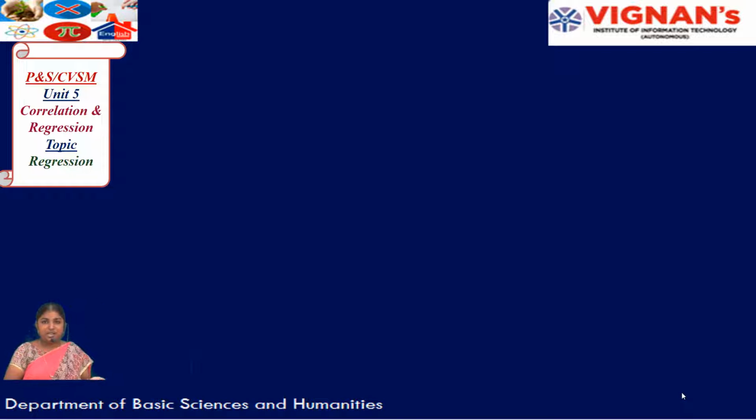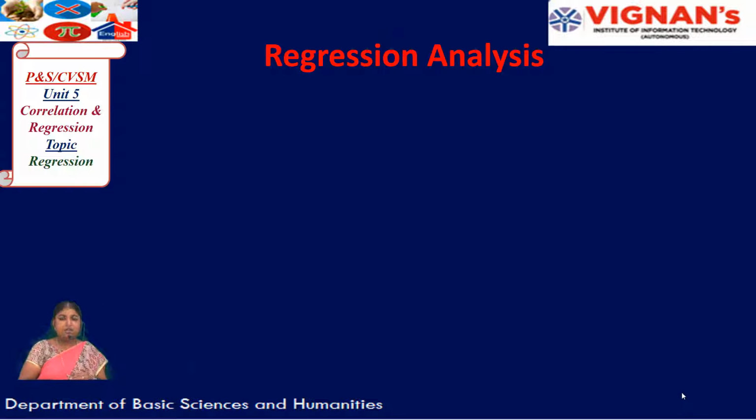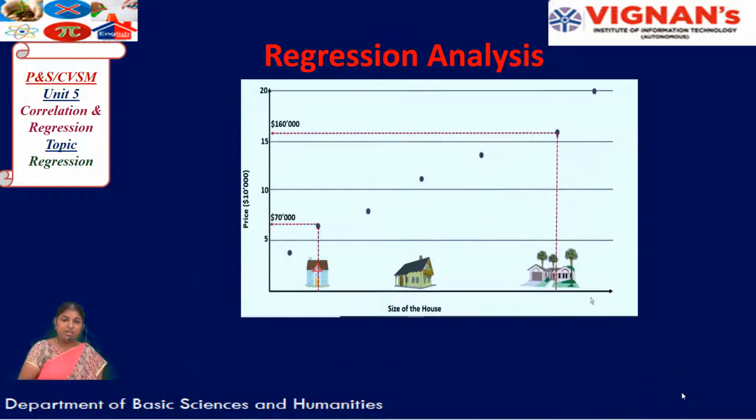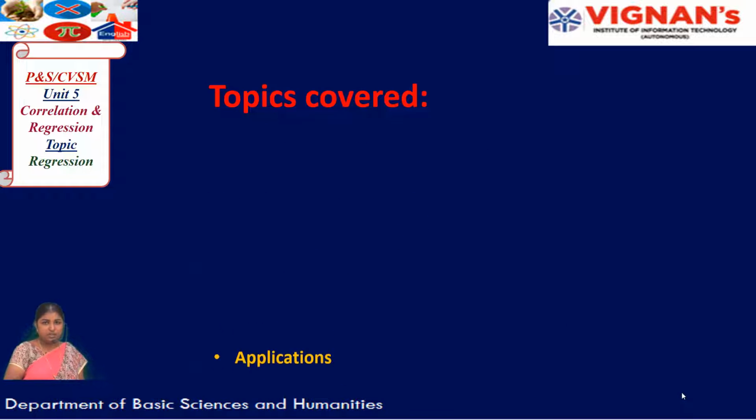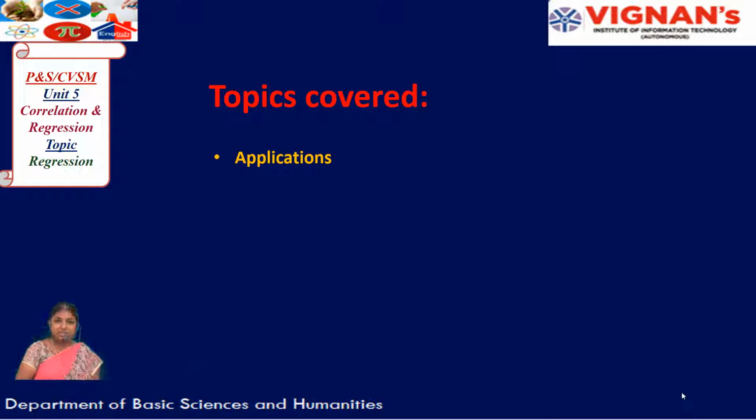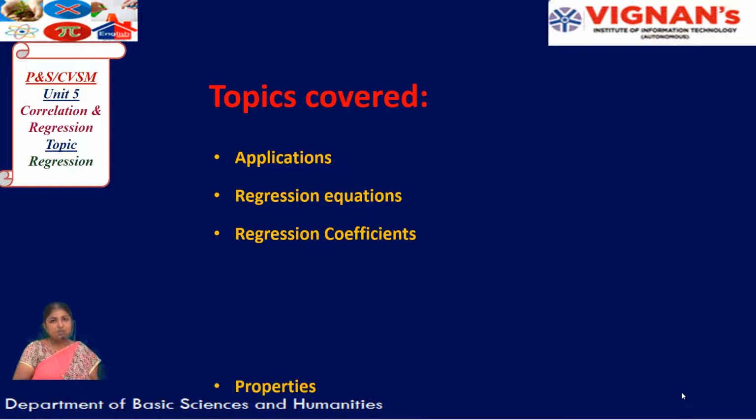Regression is taken from correlation only. Regression tells about a mathematical relationship between two variables, and that relationship is given in mathematical notation. Topics to be covered in this lecture are applications, regression equations, regression coefficients and properties of regression.